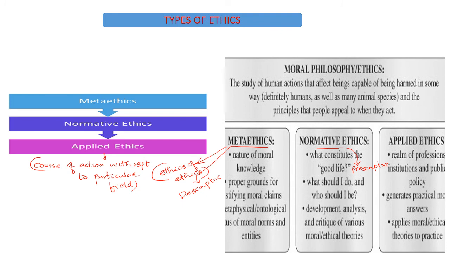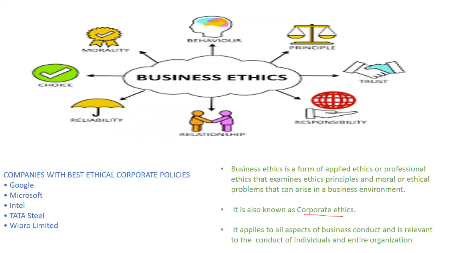Next is applied ethics. Applied ethics means how you have to be morally grounded in a particular profession. So you have to apply your ethics in your profession. If you are a doctor or a teacher, what all ethics are associated with that profession. These all come under applied ethics. Or if you are doing a business, certain ethics you have to follow in doing a business. That comes under business ethics, otherwise known as corporate ethics, right? So that is applied ethics. So meta, normative and applied ethics, right?